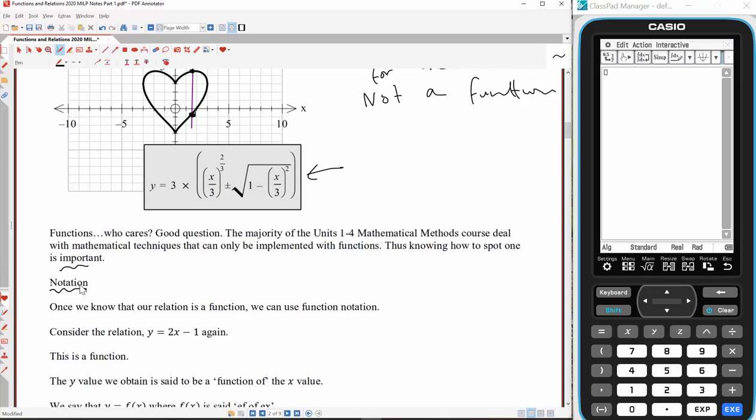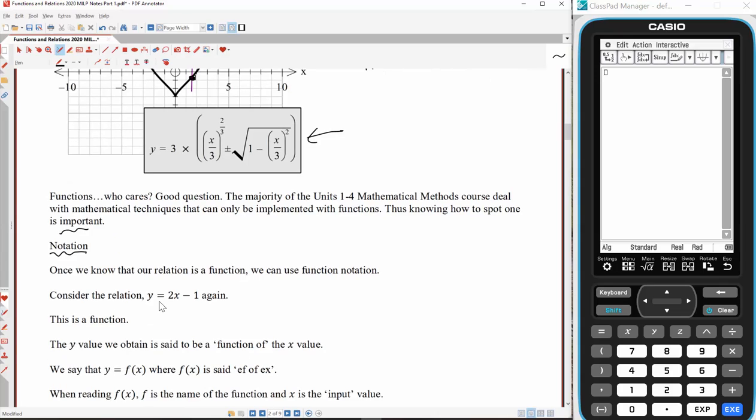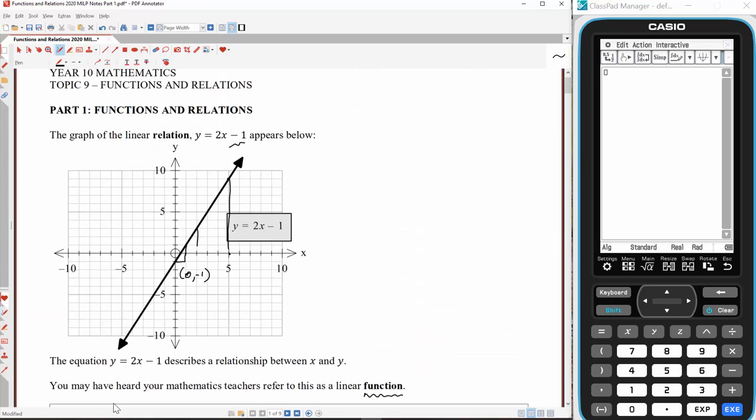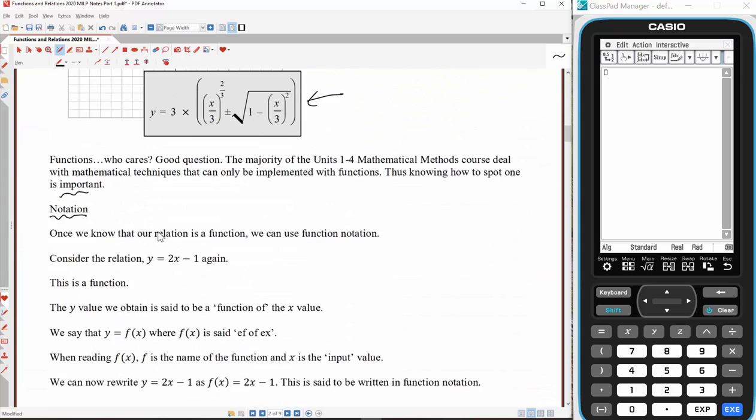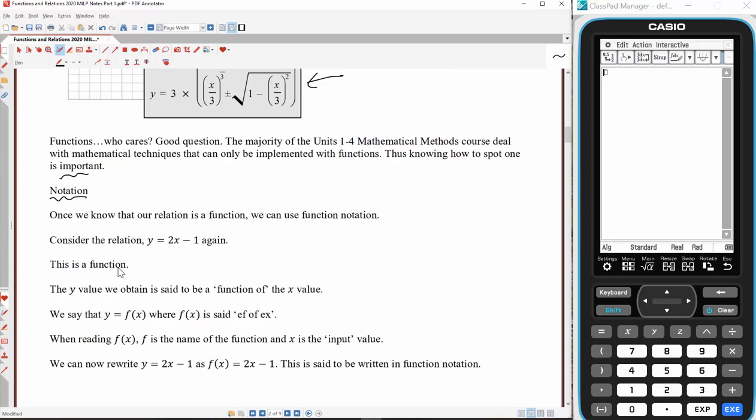Now, there's a particular notation called function notation, funnily enough, that we can use when we're talking about a function. So once we know that our relation is a function, we can use that particular notation. So consider the relation y equals 2x take 1 again. We know it's a function. We've explored it. We looked at it. There it is. For any value of x, we only get a maximum of one y value. Or if I drew vertical lines all the way through there, I'm only ever going to hit a maximum of one y value, i.e. passes the vertical line test. So once I know it's a function, that's good, and I can start to use function notation.